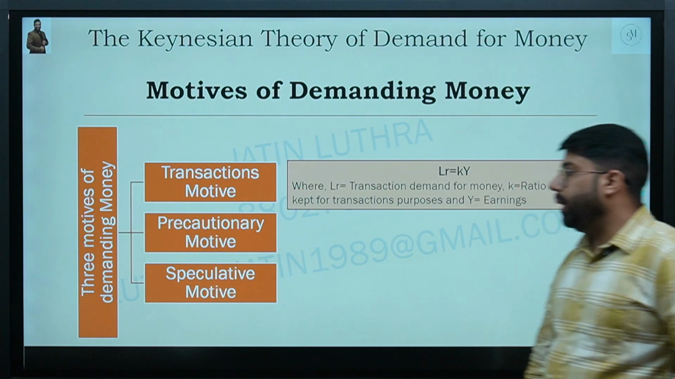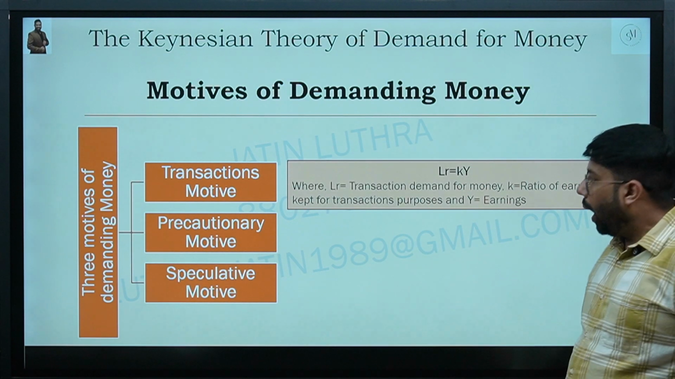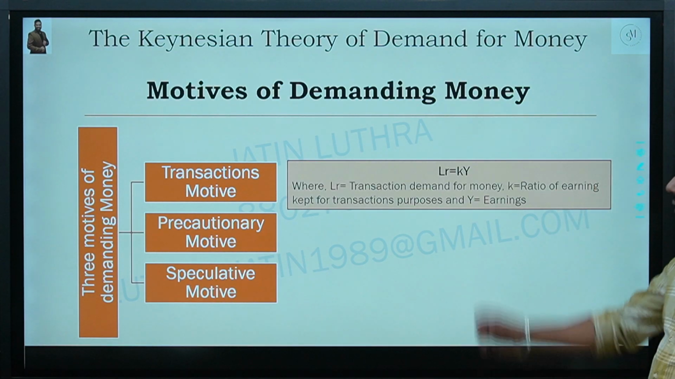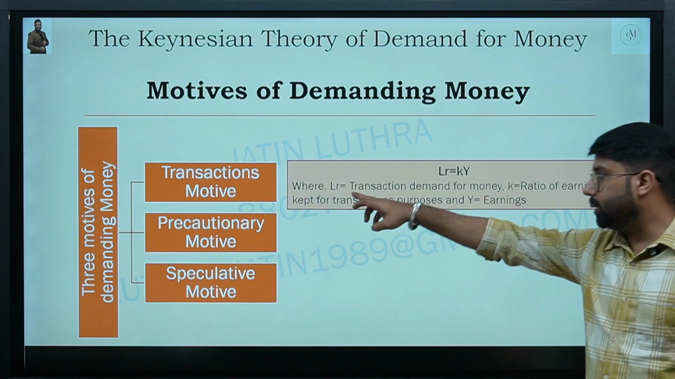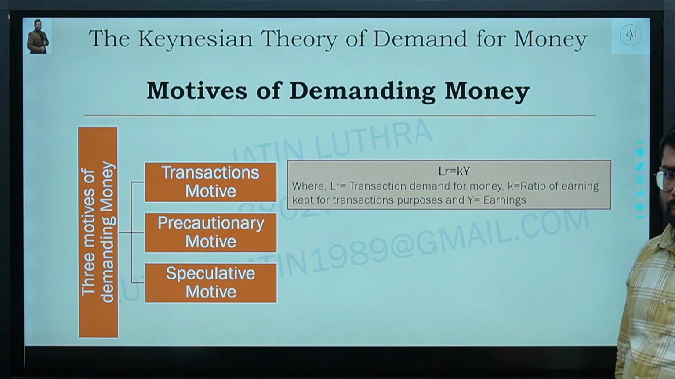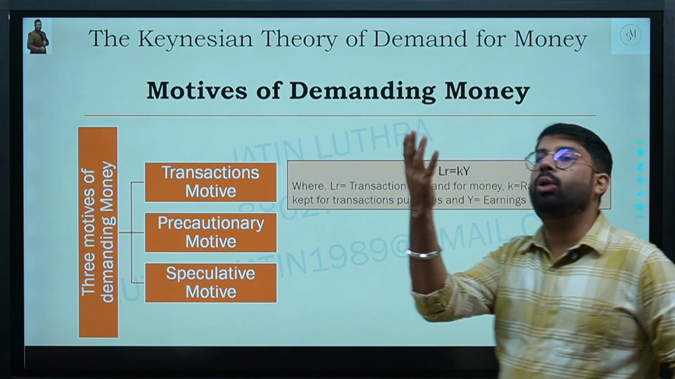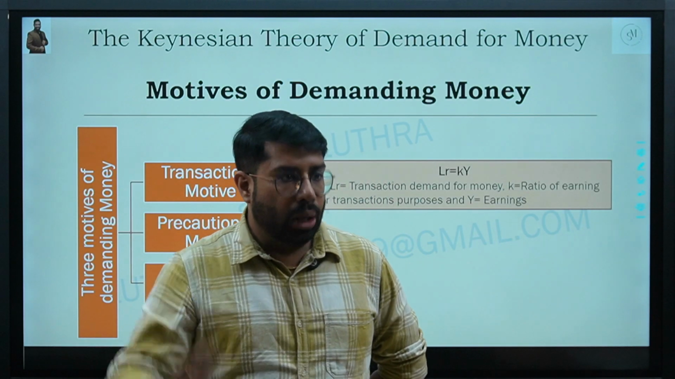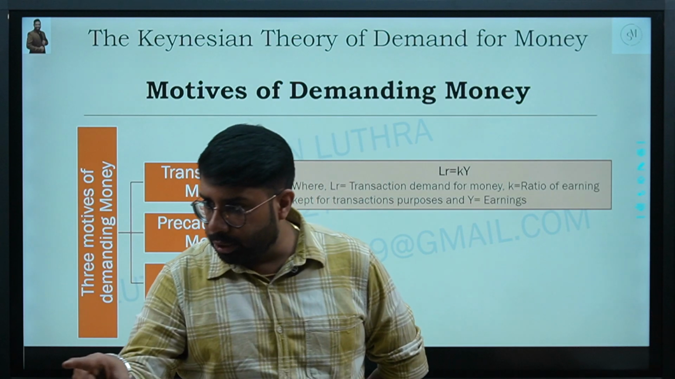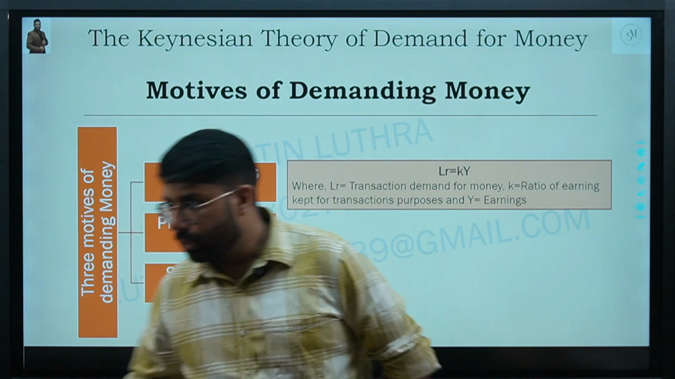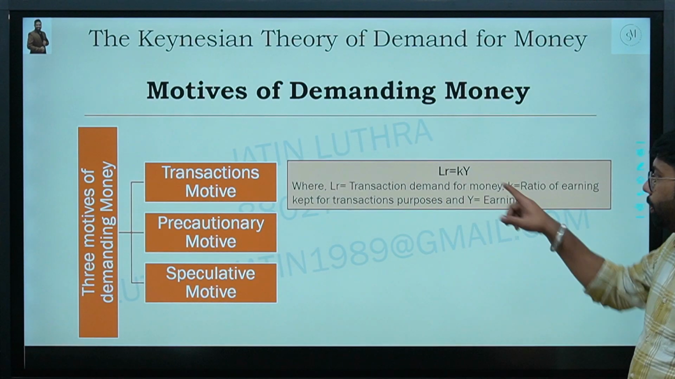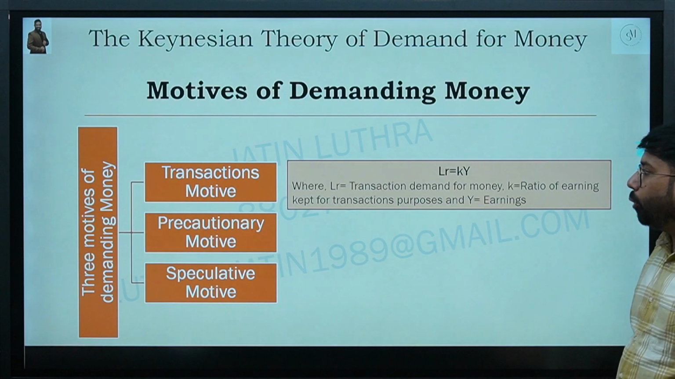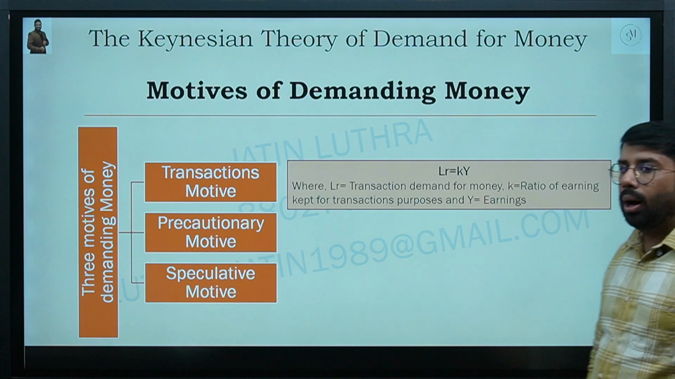Transaction motive can be understood with this equation also, which Keynes gave. LR equals KY. What is LR and what is KY? LR says transaction demand for money. How much money you need for transaction, how will you get to know? We calculate it by KY. What is K? Ratio of earning kept for transaction purpose, and Y is earning.